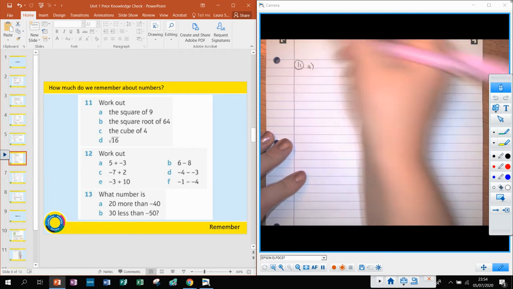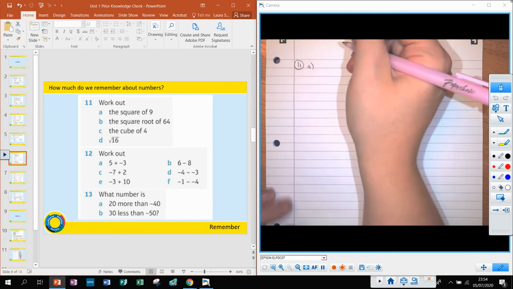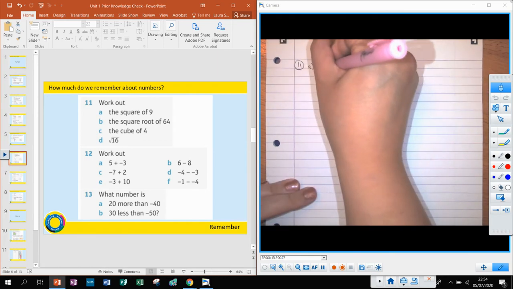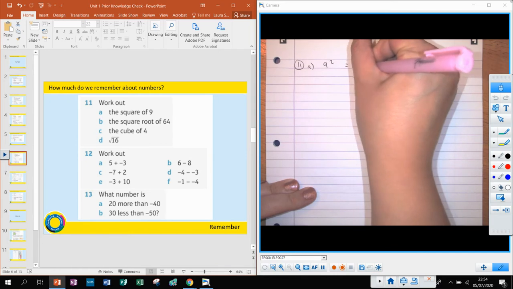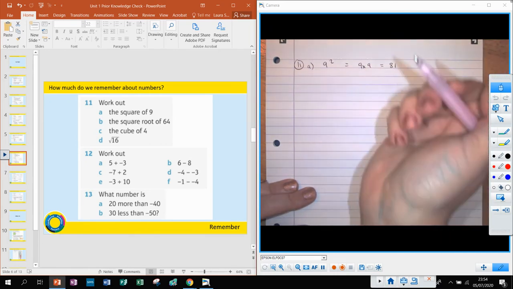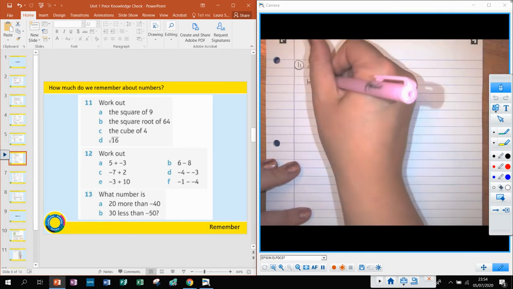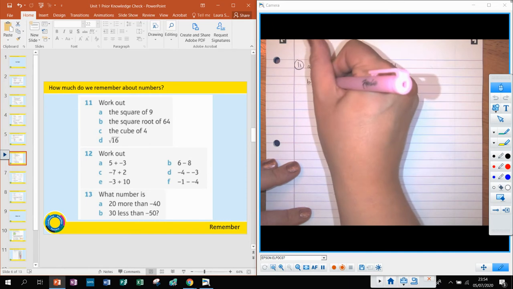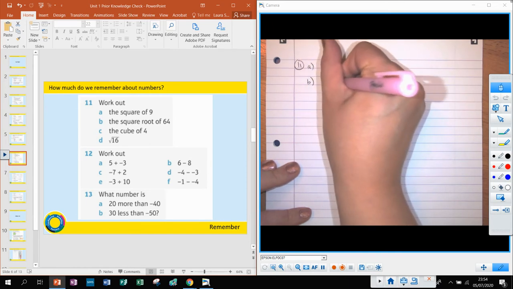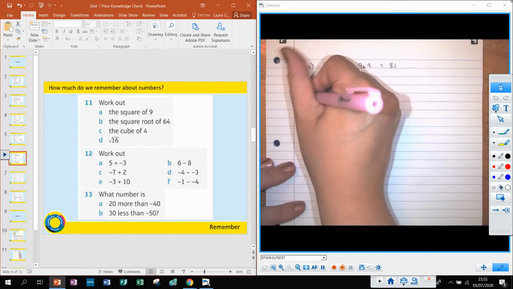Okay, good. So work out the square of 9. Read carefully. The square of 9 is going to be 9 squared, which means 9 times 9, which is 81. So when I say square of, they mean to square something. But when they say square root, they want you to go in reverse. So what number times itself gives you 64? Well, that would be 8, because 8 times 8 is 64.